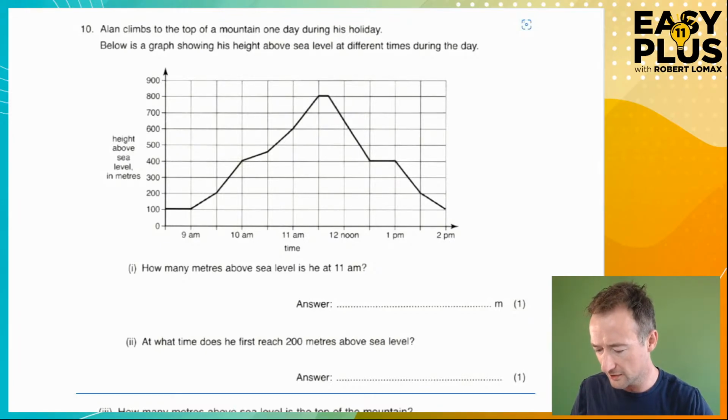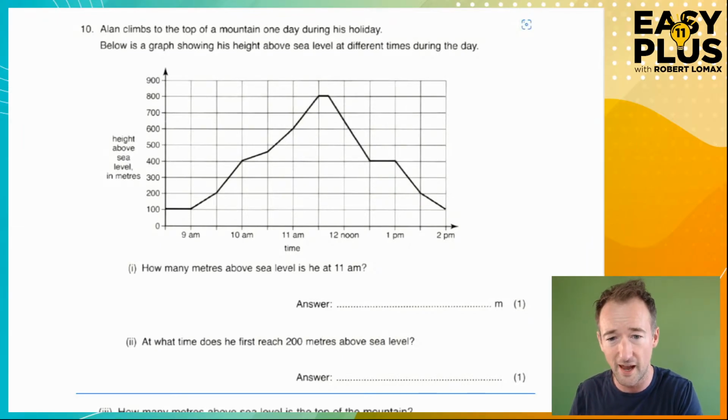So we've got Alan, and Alan climbs to the top of a mountain one day during his holiday. Below is a graph showing his height above sea level at different times during the day. So we know he climbs a mountain. The stuff about holiday is not relevant to us. This is a graph showing his height above sea level at different times during the day. So let's have a look at this and just think about it for a second in the way that I recommend you do before you answer a question like this.